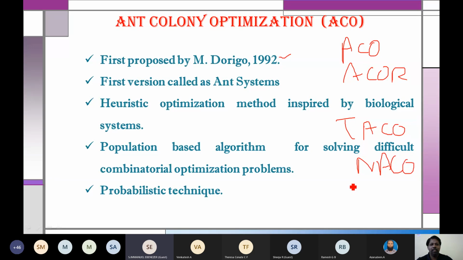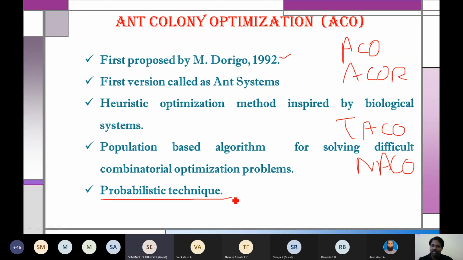One is such a probabilistic technique. I'll tell you how we'll be calculating probability. And if I'm taking ant colony optimization, when you go for optimization techniques, we have two kinds, right? One is discrete optimization and the other is continuous optimization. Both are there. But if you see the literature, ACO is mostly applicable for discrete optimization.